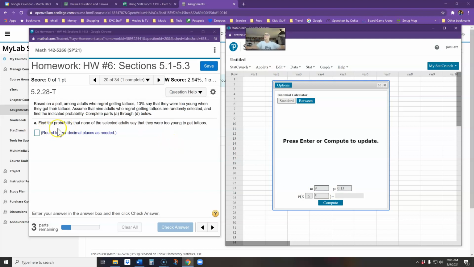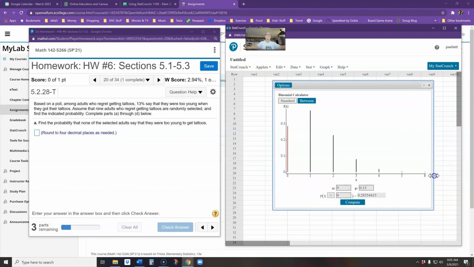So the first question is the probability that none of the selected adults say they were too young. Saying they were too young is the ones who regretted it. So that means none of the adults were a success, according to my p-value being 13%. So that would be that x is equal to 0. So if I type that in and go compute, it shows me a little picture, and it shows the probability of each of the results from 0 up to 9. It's just showing up through 6 by default.